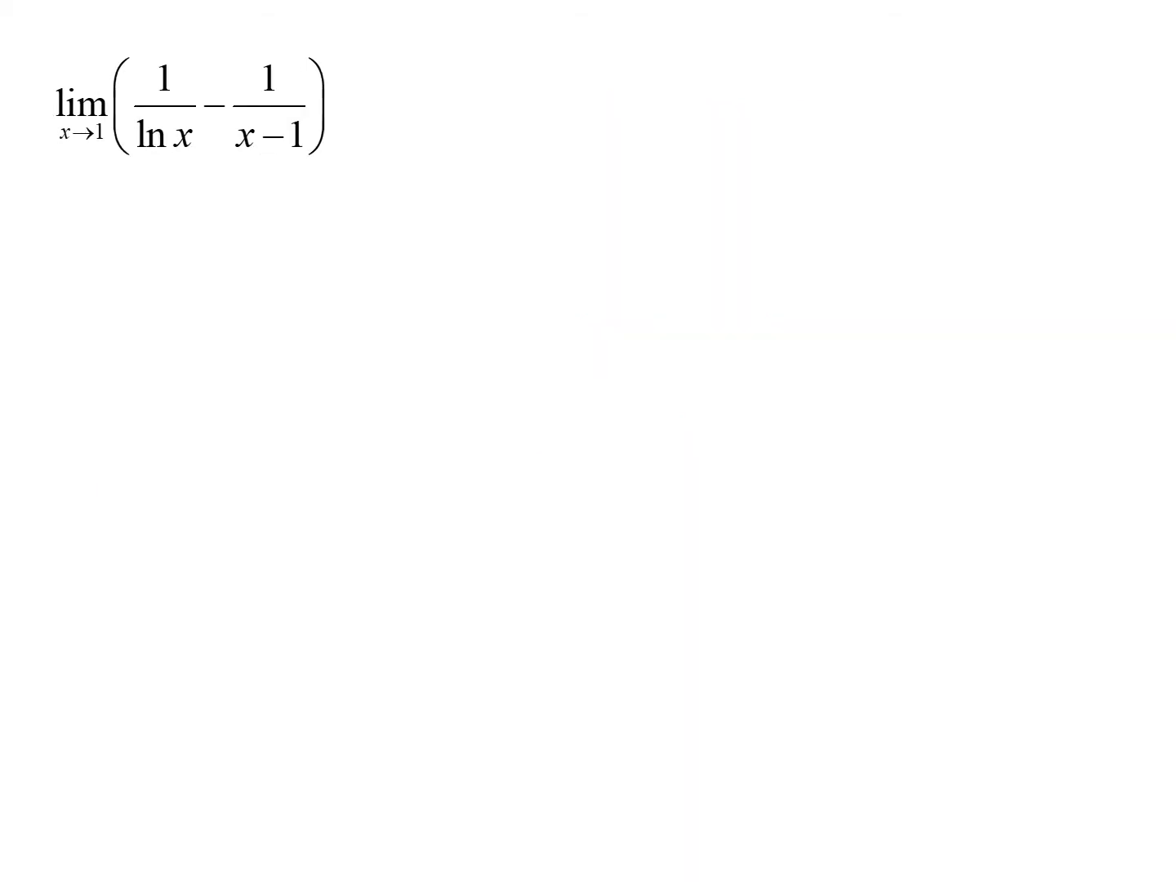Okay, boys and girls, here's another example. We're looking at the limit as x approaches 1 of 1 over the natural log of x minus 1 over x minus 1. We do a quick direct substitution. The natural log of 1 is 0, so we have 1 divided by 0, and we say that that is infinity. It's going towards infinity. And the same as if we do 1 minus 1 in the denominator of the second term, it's also going to give us infinity. So this is our second indeterminate form, which is infinity minus infinity.